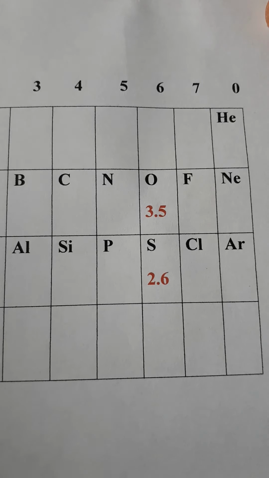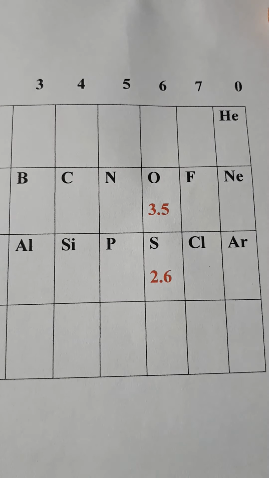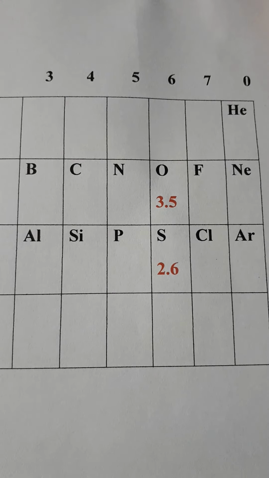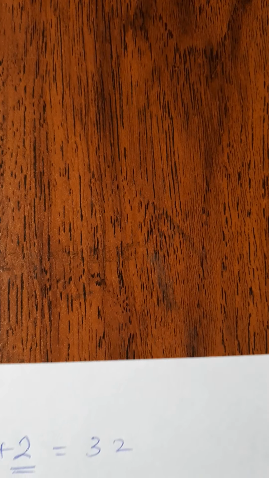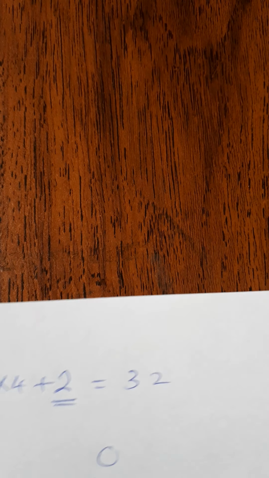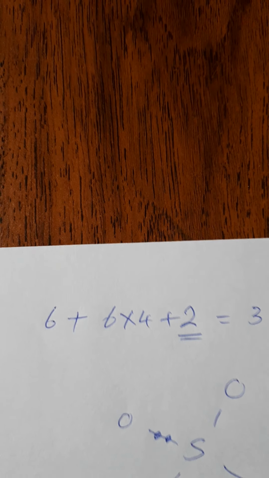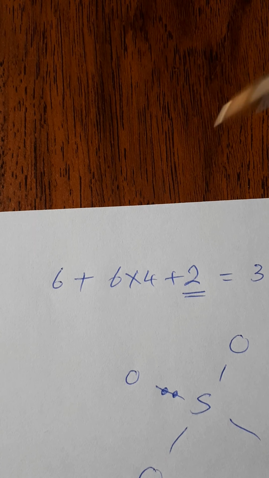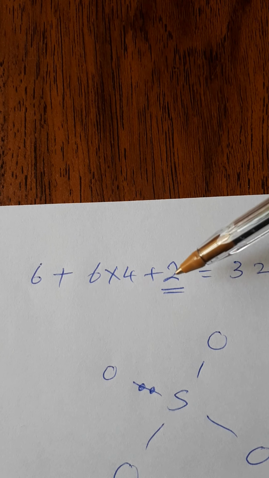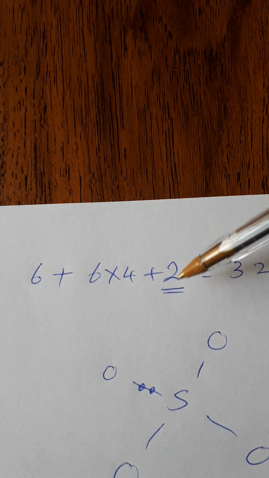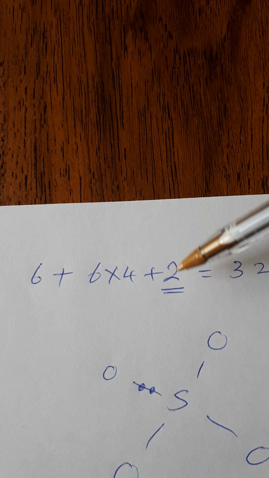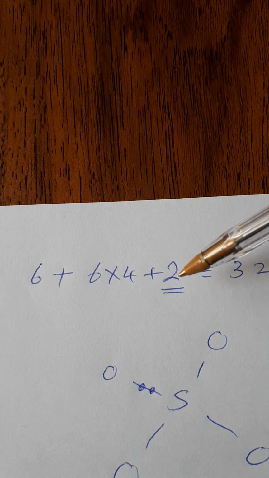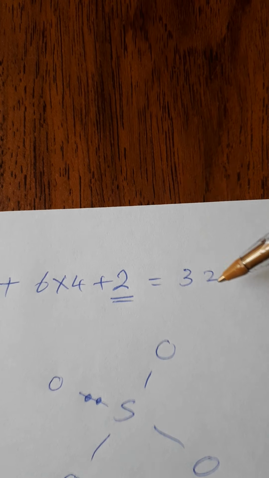So first thing we do is we count the total number of valence electrons in both sulfur and oxygen atoms. Sulfur atom, as we said, 6. We have 4 oxygen atoms, so 6 times 4. And what is this 2? This 2 is the SO4 2 minus, that extra 2 minus charge. That means 2 electrons. So altogether we have 32 electrons.